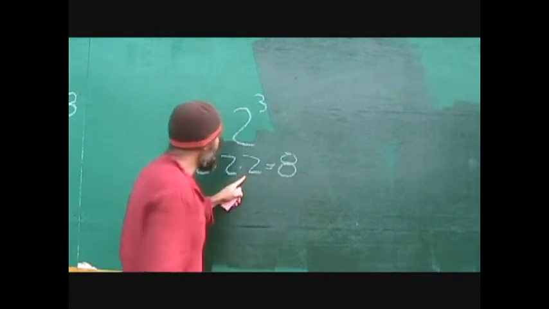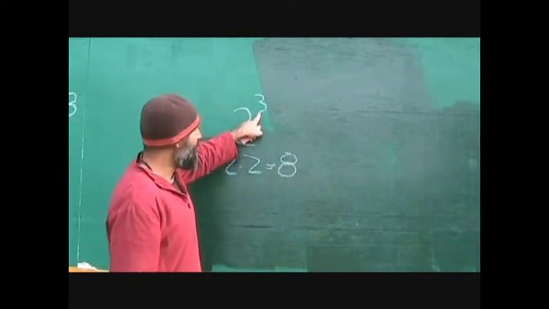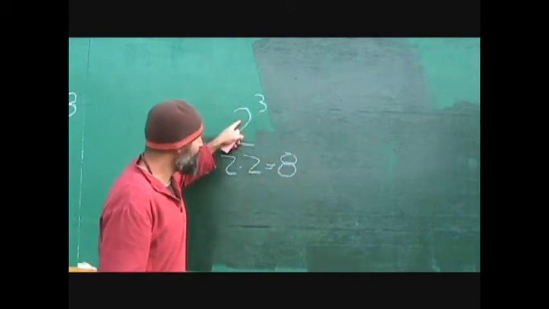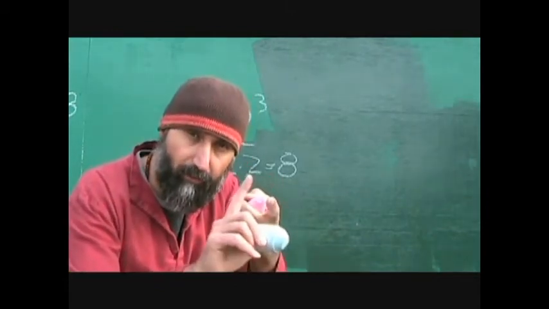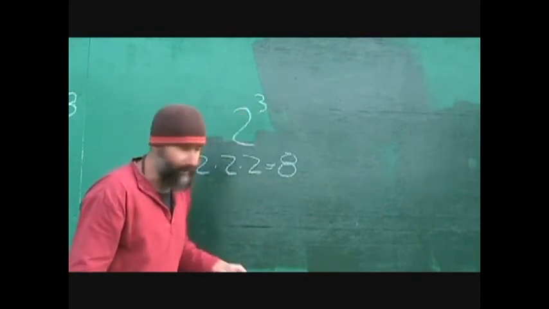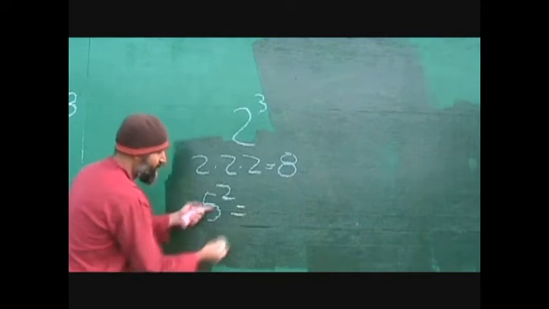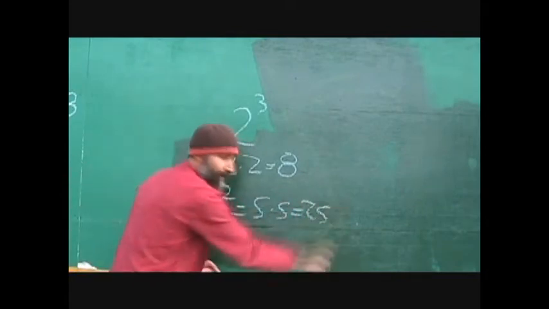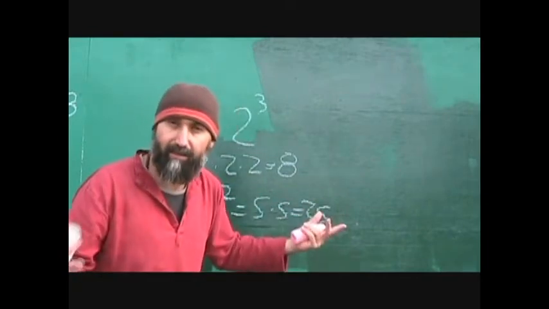Okay. One of the biggest mistakes that people make is when they see this, they go 2 times 3 and they think it's 6. That's not the case. This number and this number do not directly interact with each other. They do not directly work together. This number does things to this number. So for example, if you had 5 squared, 5 squared would be 5 times 5, which is 25. Okay, straight up.